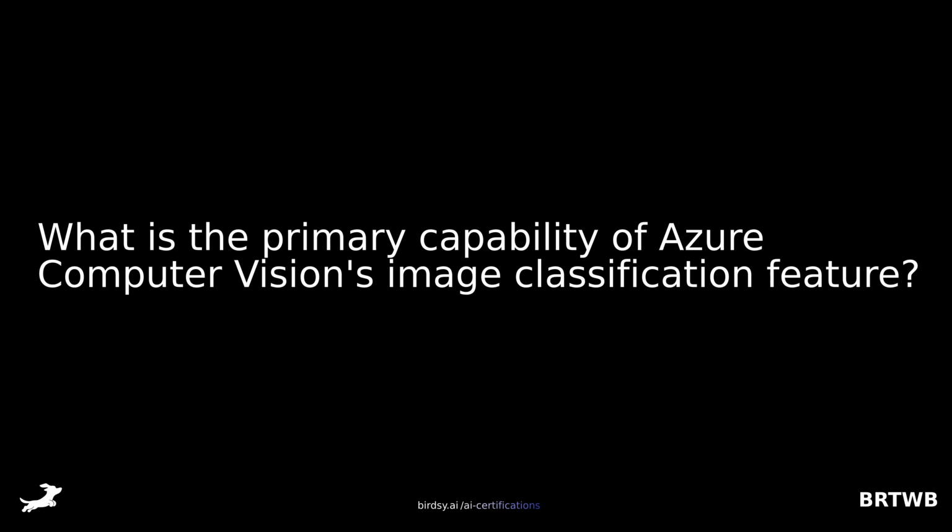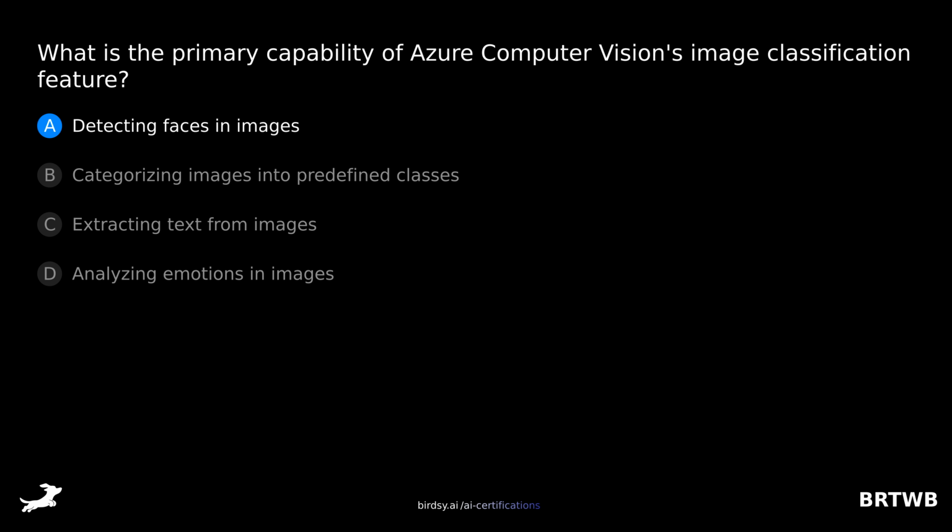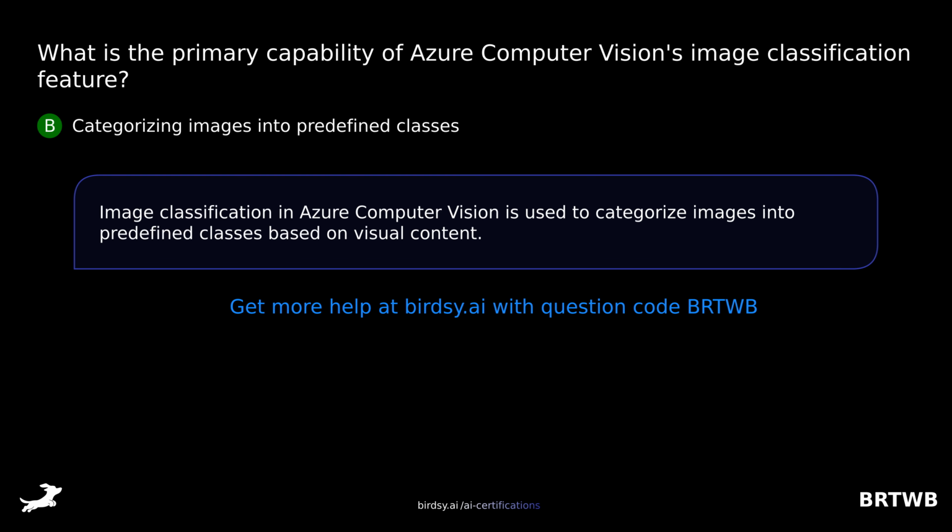What is the primary capability of Azure Computer Vision's image classification feature? Is it A. Detecting faces in images, B. Categorizing images into predefined classes, C. Extracting text from images, or D. Analyzing emotions in images? The answer is B. Categorizing images into predefined classes. Image classification in Azure Computer Vision is used to categorize images into predefined classes based on visual content.